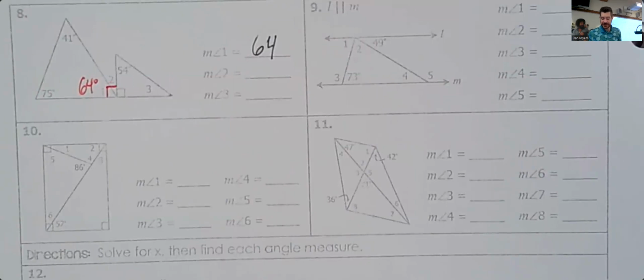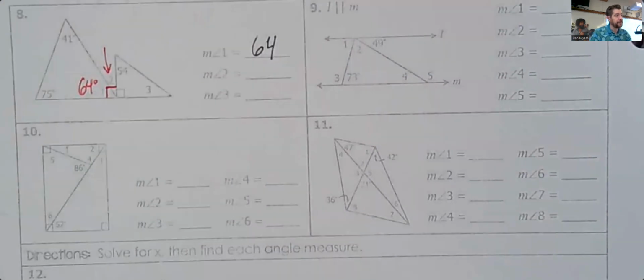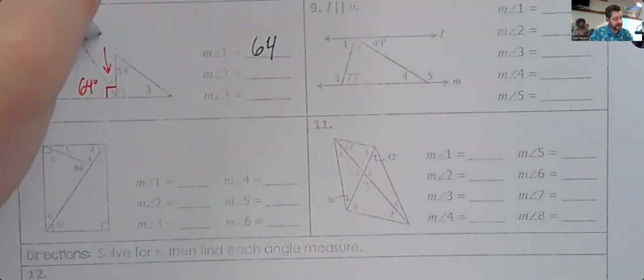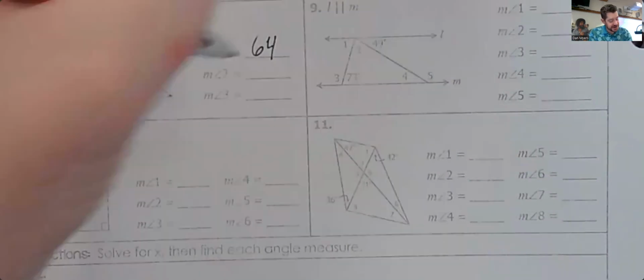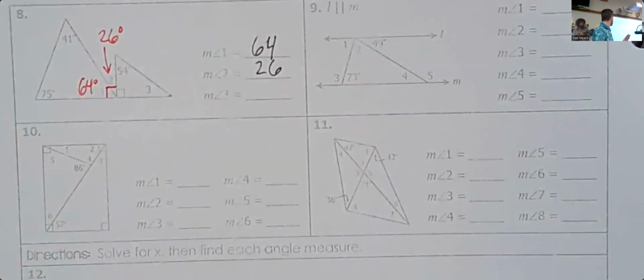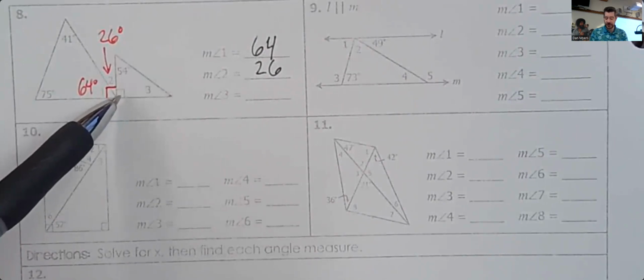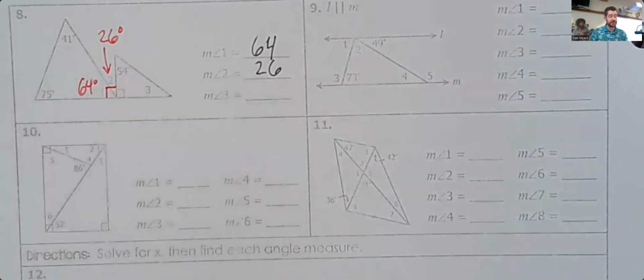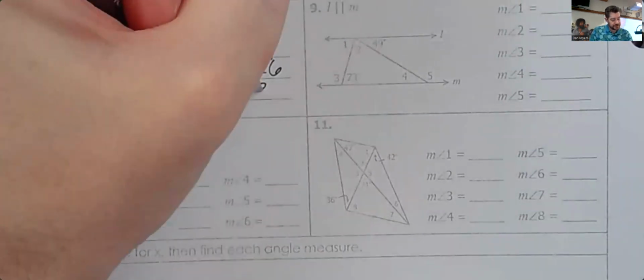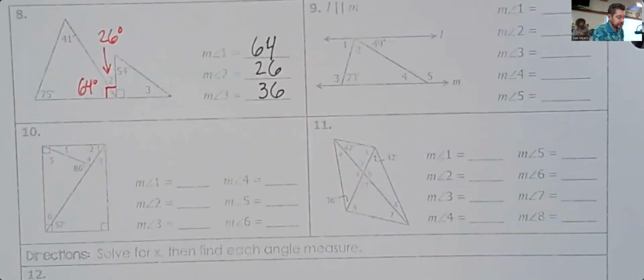So we can actually get 2 next. So let's just do that. 90 minus 64. What do you get? 26. Good. So angle 2 is 26 degrees. By the way, angle 2 has nothing to do with angle 3. So we're just going to use this right triangle here to get angle 3. So we've got a 54 degree angle, a 90 degree angle. So how many degrees is angle 3? 36. All right. Nice. Okay. That's what we got for number 8.